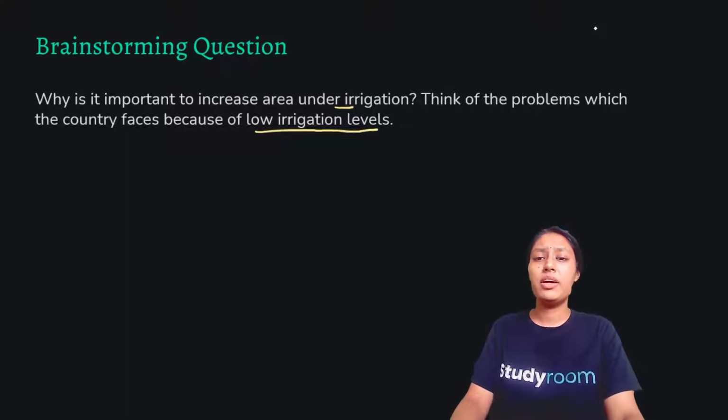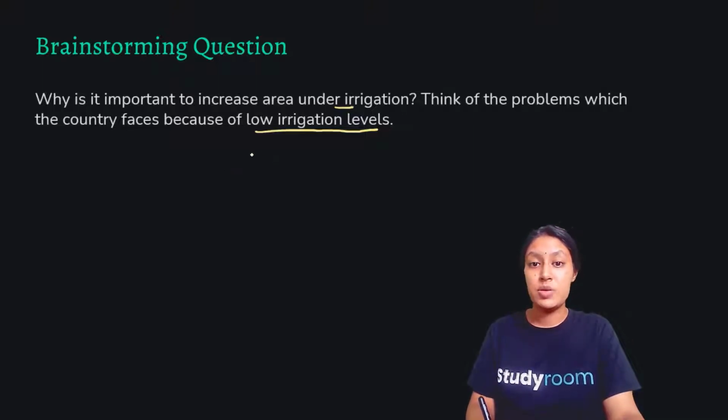Why do you think it's important to increase the area under irrigation? Is it just because of increasing the amount of production? Yes, it is. Think of the problem which the country faces because of low irrigation levels. Crop production will always be less in the areas where the irrigation level is low.